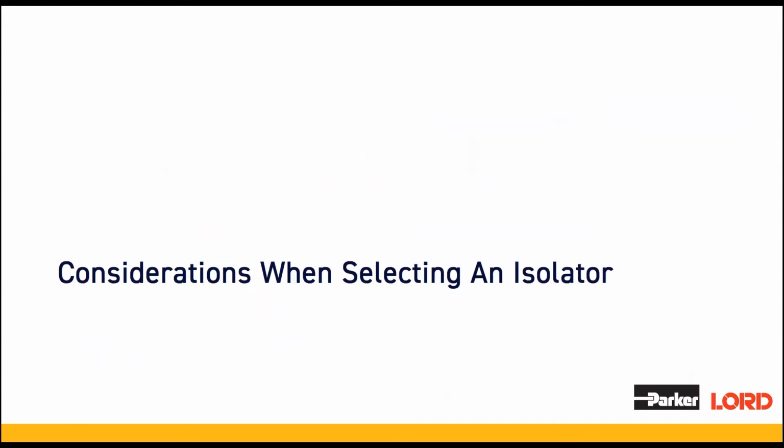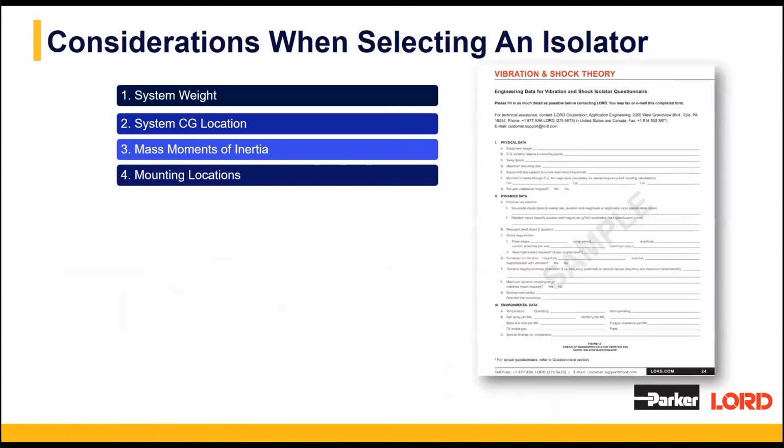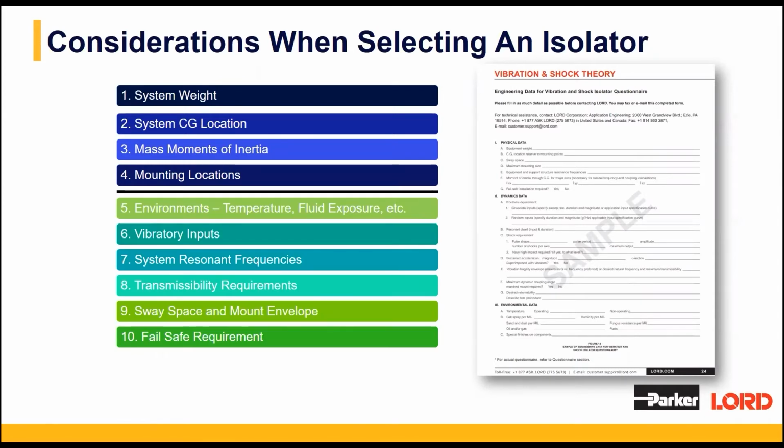Now we're going to shift gears again and talk about some considerations when selecting an isolator. The first couple points here on the left-hand side, I think we all recognize. Understanding the system weight, as we discussed. Understanding the CG location of a unit being mounted, and the mass moments of inertia to understand how it rotates, and the mounting points that are available. However, we also need to consider a lot of other factors that aren't always reviewed in first pass, such as the environmental conditions, what the specific vibratory inputs are, and what the performance of those are expected to be. Any transmissibility requirements, system resonant frequencies, sway space limitation, and fail-safe requirements.